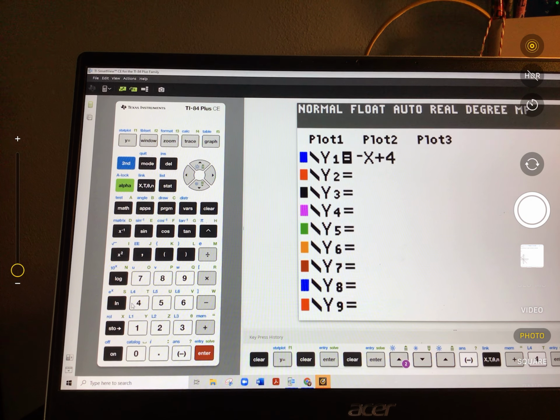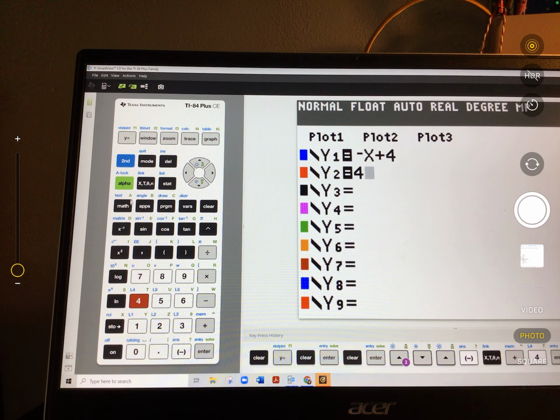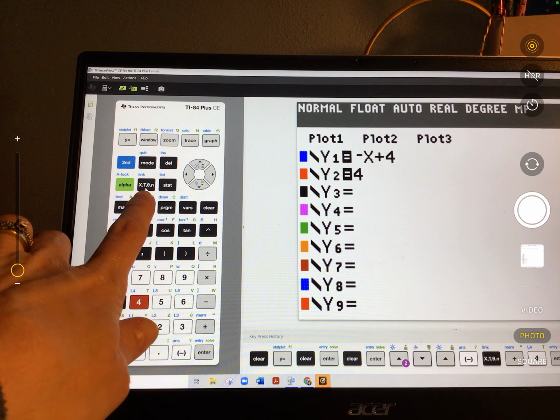I'm going to hit enter so that I can do my second equation, which is just 4x minus 1. So 4, the x's again, the button right next to alpha.